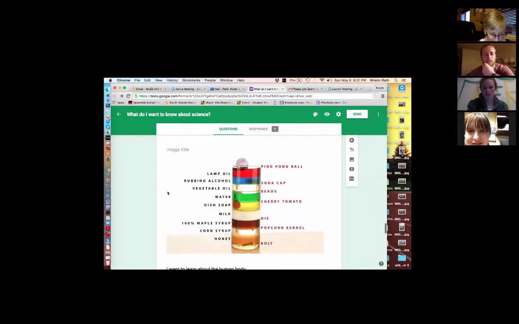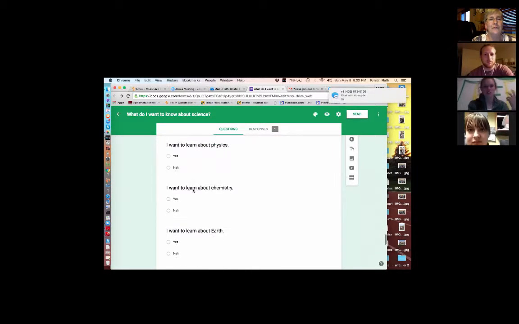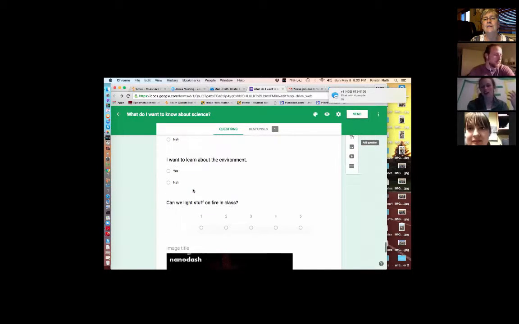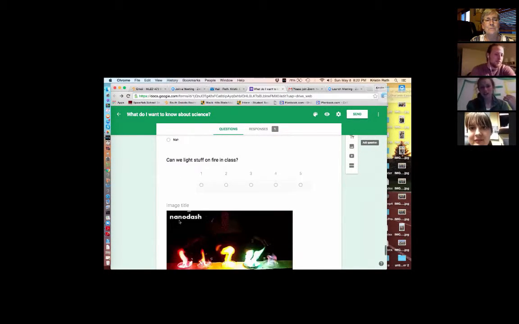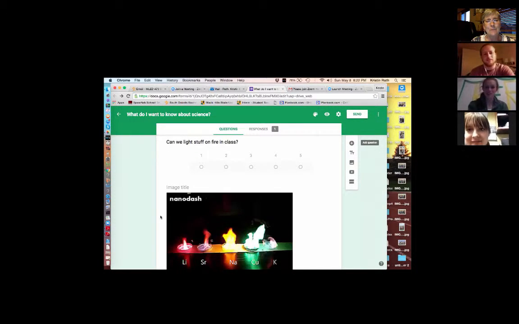And our favorite pictures are coming up down here. We also have a general section, like I want to learn about the human body, yes or nah, about physics, chemistry, the earth, the environment. And finally, can we light stuff on fire in this class? Do we want to do lab work? Do we want to do hands-on stuff?